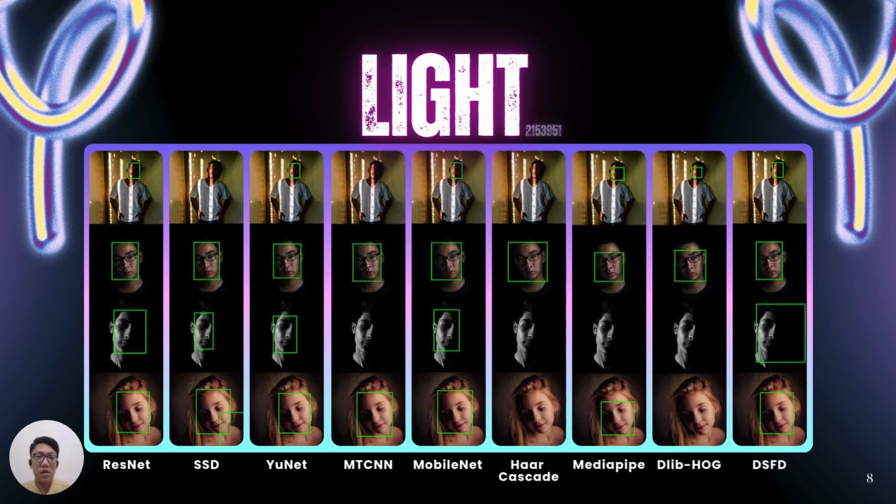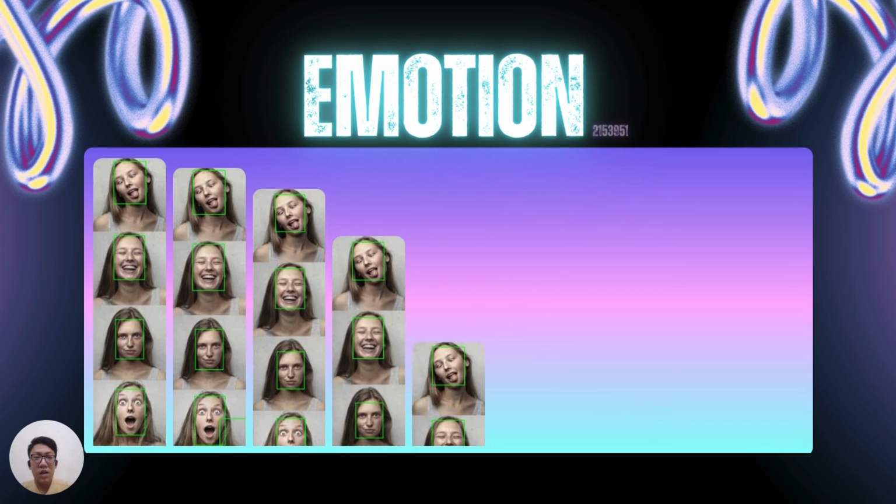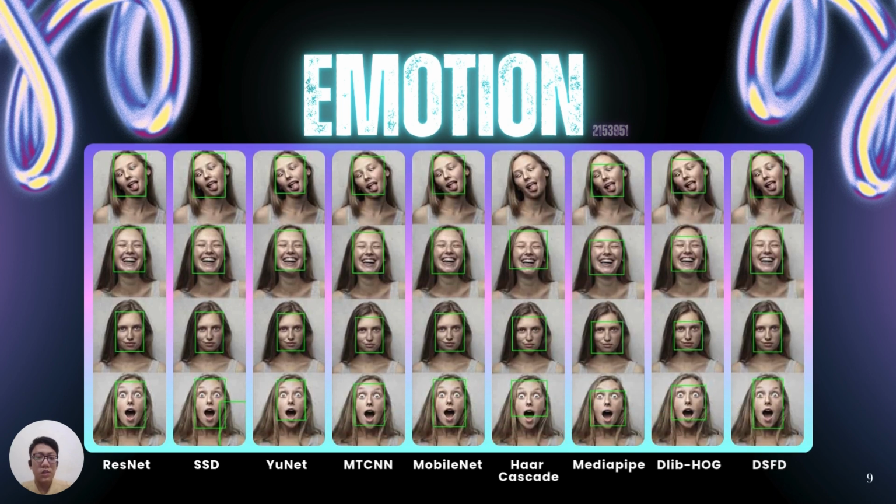Next up is the light, which is quite similar to the pose. The light will affect face recognition a lot in some cases, like this on the slide. And the last one is emotion. The emotion sometimes creates confusion in face recognition or face detection.